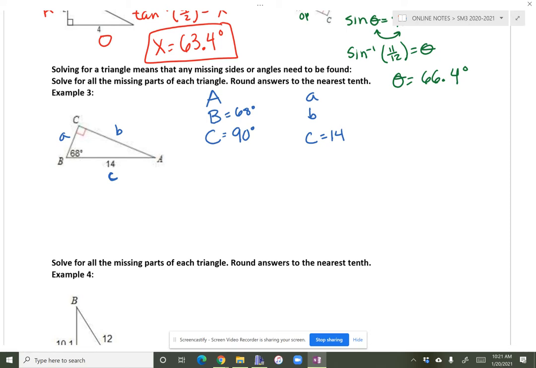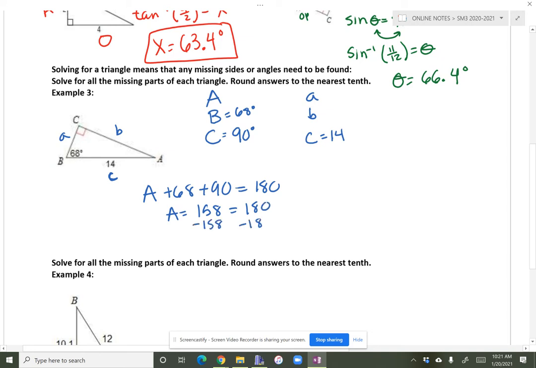So the first thing we're going to do is ask, what's the easiest thing to find? Angle A is going to be the easiest thing because I know in triangles, all 3 angles add up to 180. So I'm going to write big A plus 68 plus 90 needs to equal 180. I'm going to combine like terms: 68 plus 90 is 158. Then I'm going to subtract it from both sides, and I get A equals 22. So I've got 22 degrees. Now I need to solve for side a or b, and it doesn't matter which one at the moment.